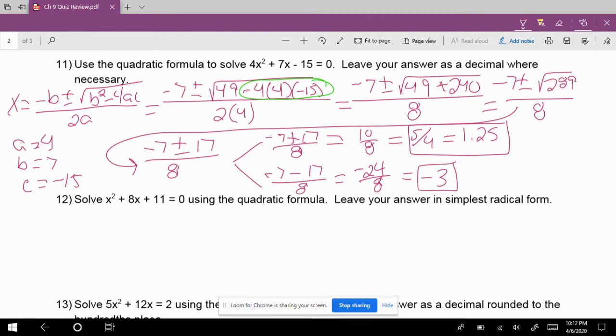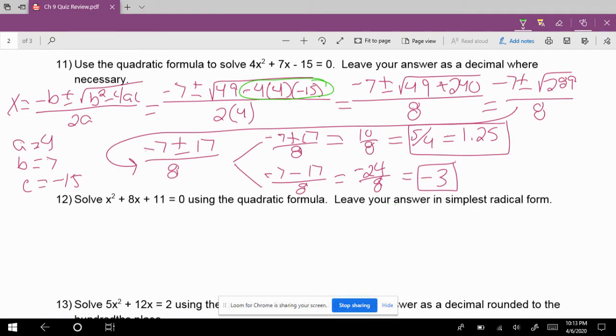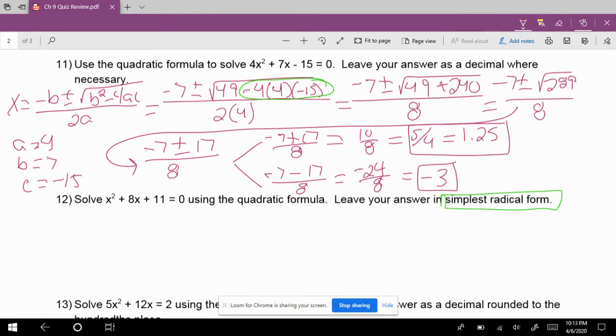Okay. So 12 is same idea, using the quadratic formula. Now this one, the directions are a little different. If you look at it, it says leave your answer in simplest radical form, which means no decimals. So when I get down to simplifying the radical, I've got to keep that in mind. On 12, A is 1, B is 8, C is 11. It's nice that that was all set up for me.